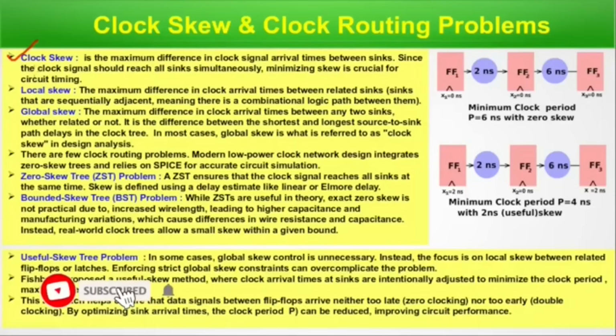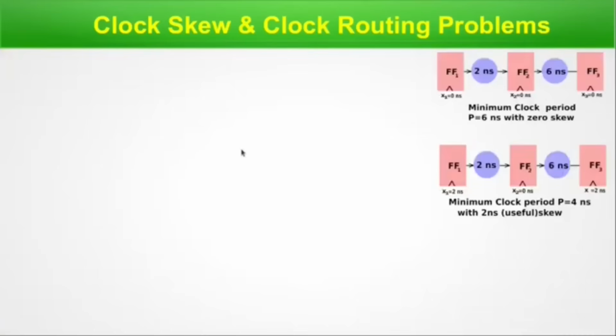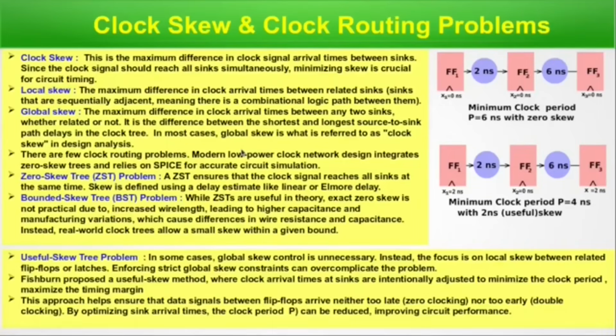Clock skew. There is one episode, different delay types in VLSI. There also we have discussed clock skew. Clock skew is the maximum difference in clock signal arrival times between sinks. So clock skew and clock routing problems. We have already discussed clock skew in one episode called different types of delays in VLSI. The link of that episode is provided in the description. You can take reference of that episode also, although the perspective is a little bit different there.